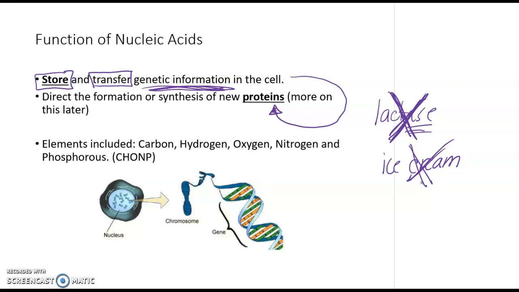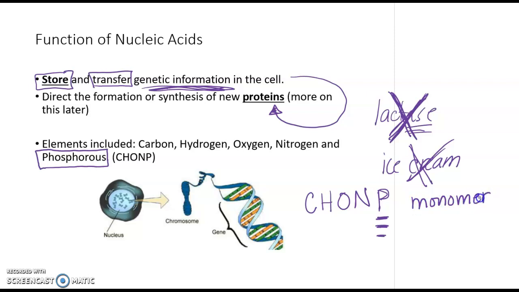Elements in nucleic acid, again, you have carbon, we have hydrogen, we have oxygen, we have nitrogen, just like in the protein, but we're going to add one more, and that's going to be the P, because in DNA you have phosphorus. DNA is actually made up of a monomer, so the monomer of nucleic acid is known as a nucleotide. And the nucleotide is going to have a phosphate in it.